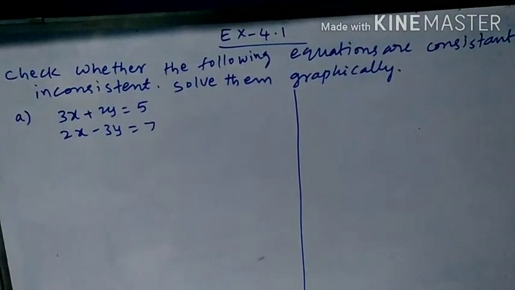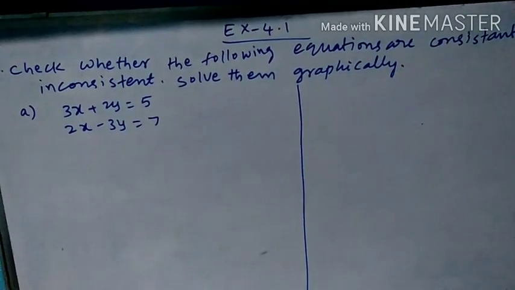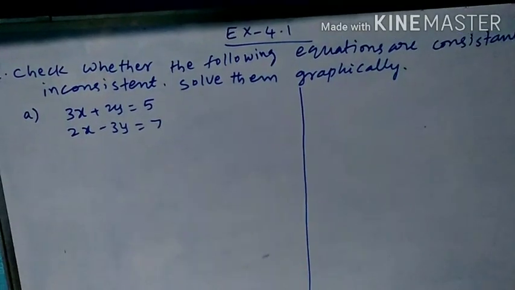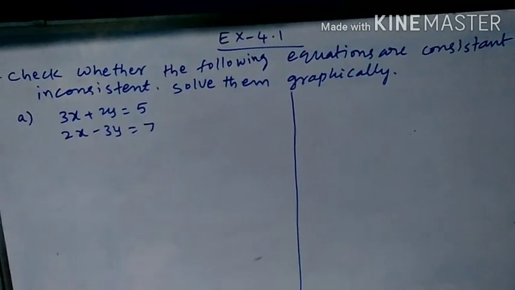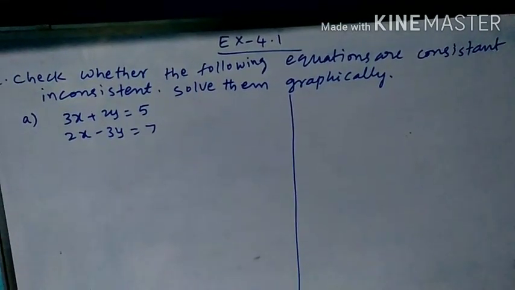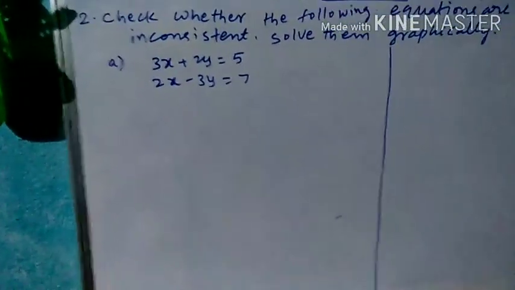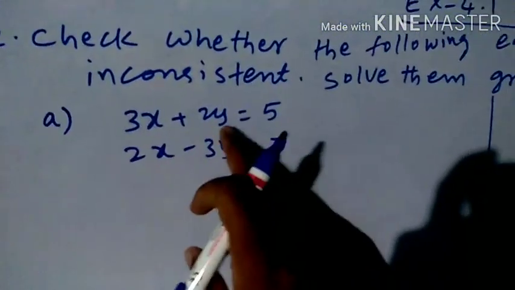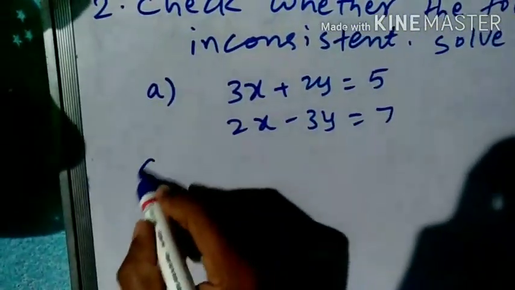Today our topic is pair of linear equations in two variables. Exercise 4.1, second bit. Check whether the following equations are consistent or inconsistent. Solve them graphically. Given 3x plus 2y is equal to 5, 2x minus 3y is equal to 7.